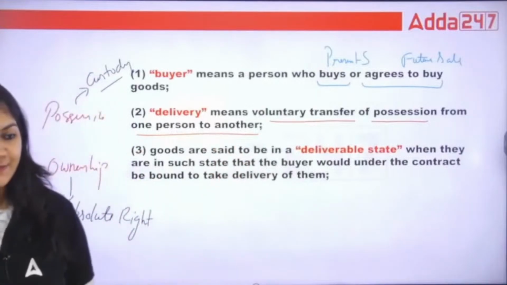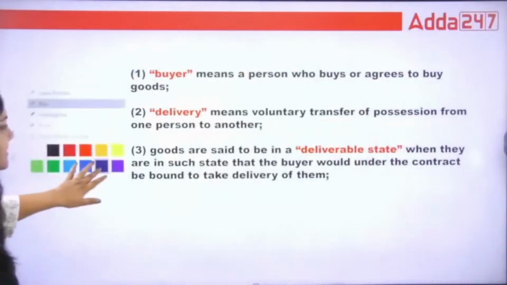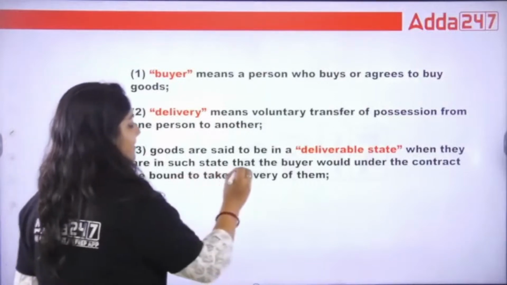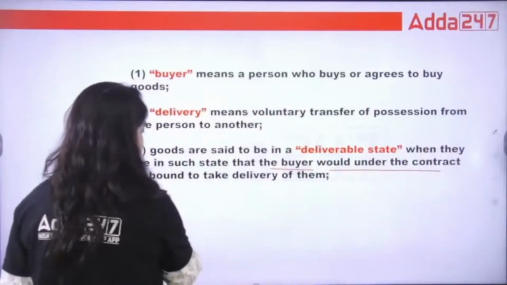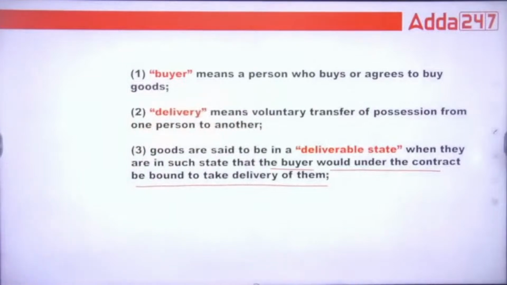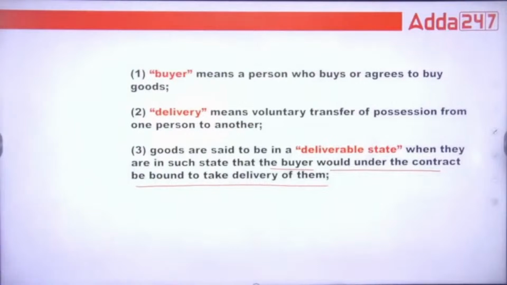That's it. Okay. Now, what is deliverable state? Deliverable state means when goods are in such a state that the buyer would under the contract be bound to take delivery of them. This is called deliverable state. That is important, right?